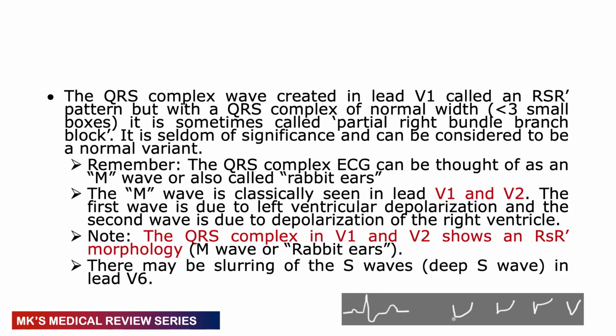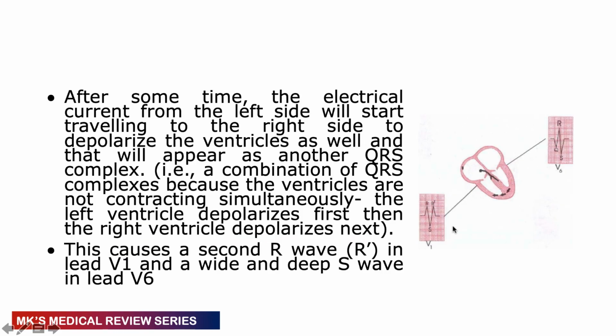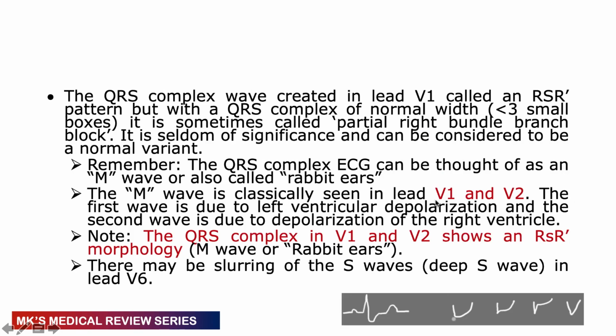So how do I remember this very quickly? Remember that your QRS complex kind of looks like rabbit ears. It looks like the ears of a rabbit. So you can think of it as rabbit ears, or you can think of it as an M pattern. You're going to be seeing an M pattern or rabbit ears in V1, V2. Sometimes you see it in V3, and you're going to be seeing these deep S waves or slurring of the S waves in V6.